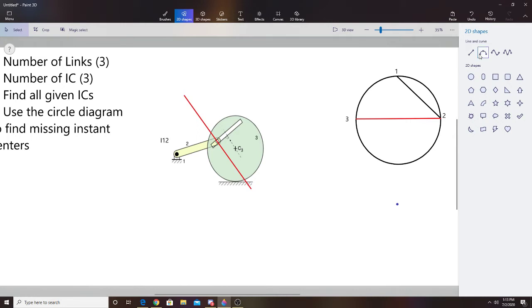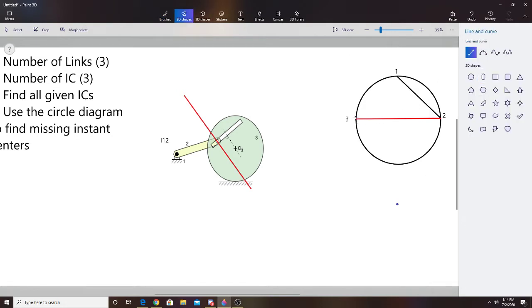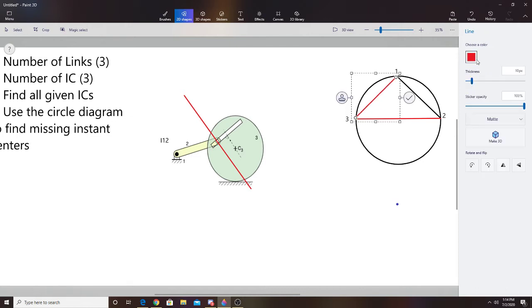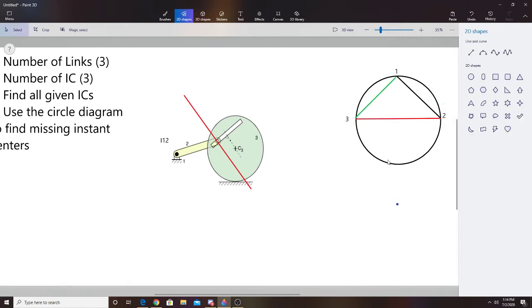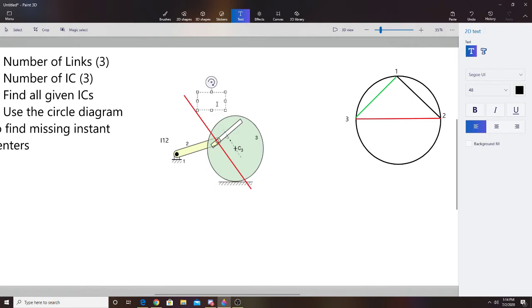Alright, and then I13, the following. Oh, we're going to use green. How about that? Green. And the last one is green. So, how do we find the last one? While I put the text box up for this one. This is I23.